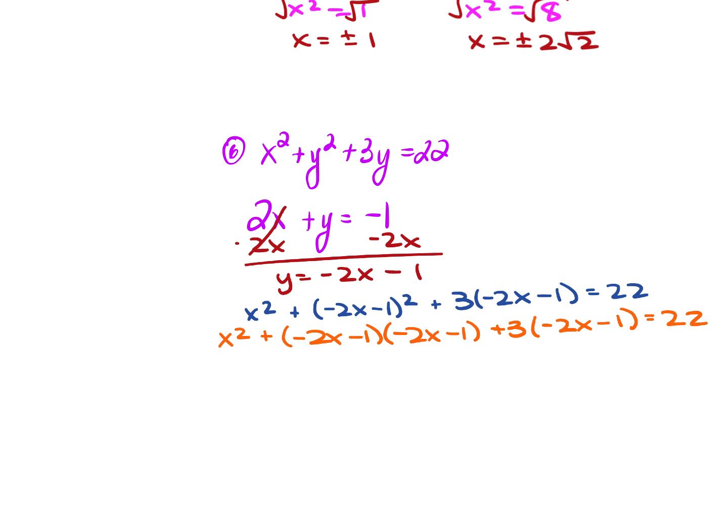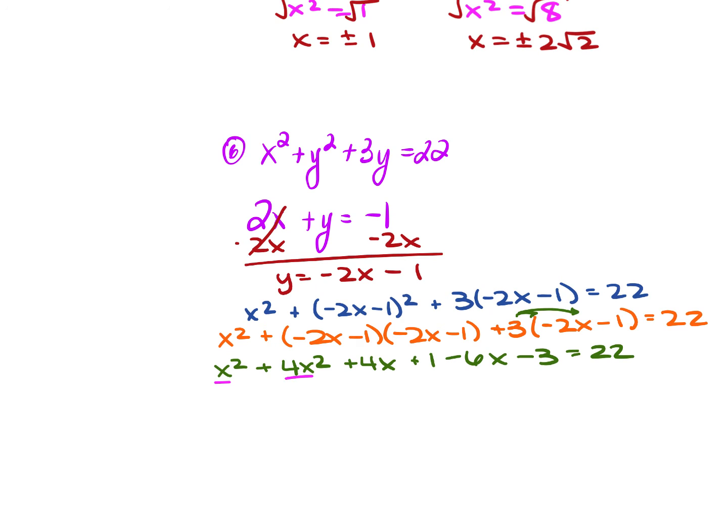For this, when I multiply, I'm going to have x squared plus negative 2x times negative 2x is 4x squared. Negative 2x times negative 1 is 2x. Same thing with negative 1 times negative 2x. So 2x plus 2x is 4x. And negative 1 times negative 1 is a positive 1. If I distribute the 3 as well, I'm going to have negative 6x minus 3. This is all equal to 22.